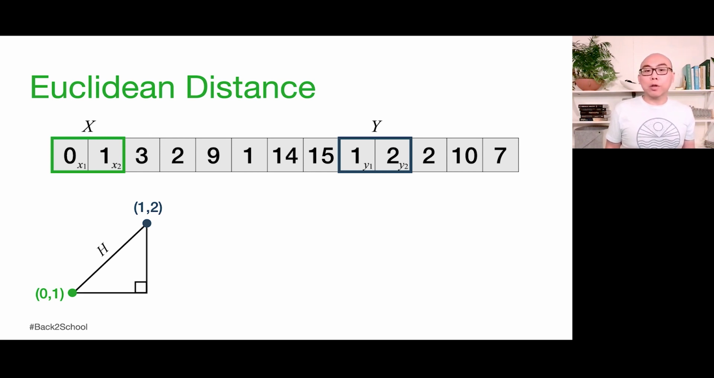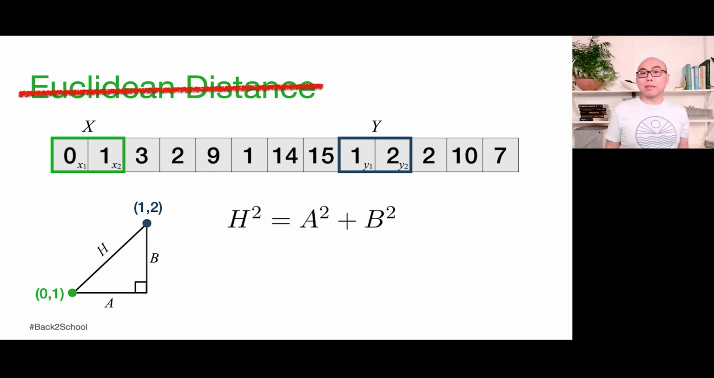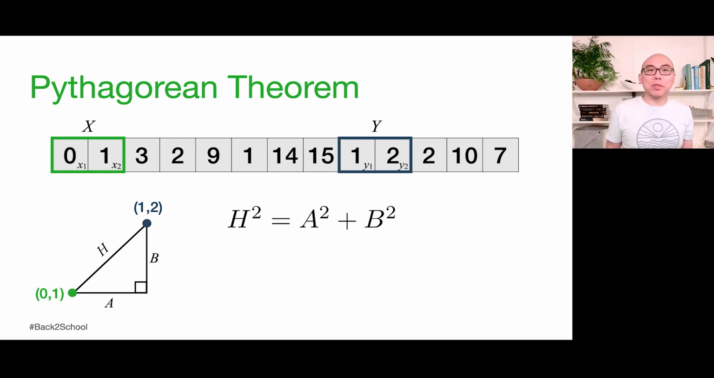Once we draw a right angle triangle and label the sides, we know that h squared is equal to a squared plus b squared. Hopefully you'll recognize this as nothing but our good friend, the Pythagorean theorem. Once we plug in our numbers, we find that h is equal to the square root of 2. So the distance between these two subsequences is root 2.